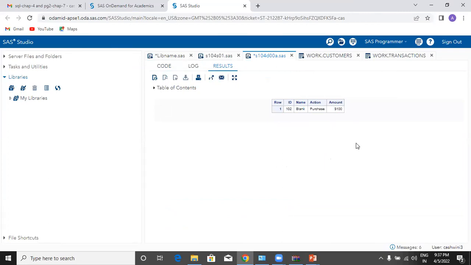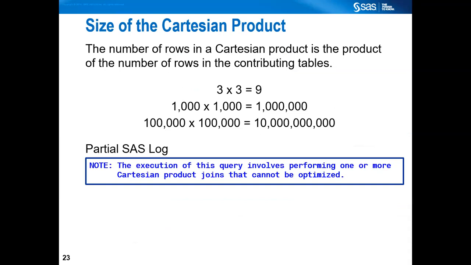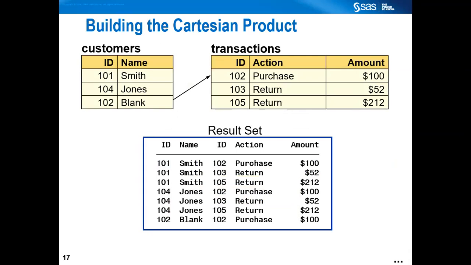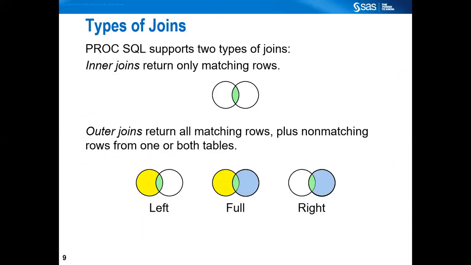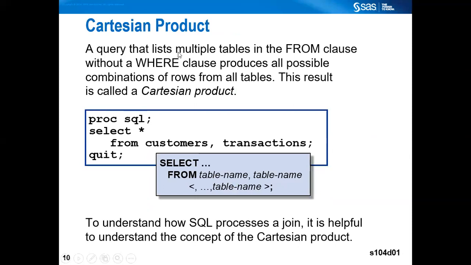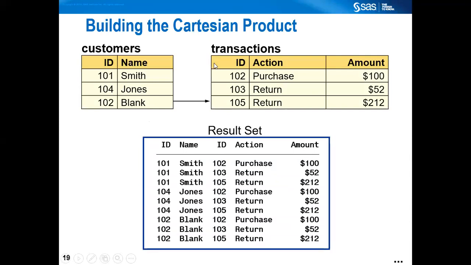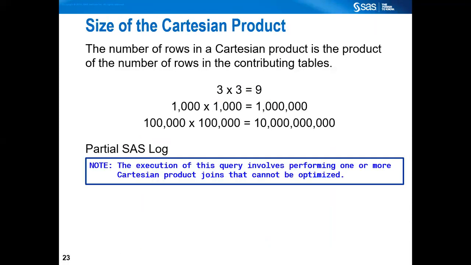Got it now? It will save system time, and yes, it will affect your resources. And that is why a very important statement they had mentioned earlier was this: a query that lists multiple tables in the from clause without a where clause produces all possible combinations of rows from all the tables. And this result is called a Cartesian product. All right, this is very important. The where clause. Understood? So this was all about our Cartesian product.